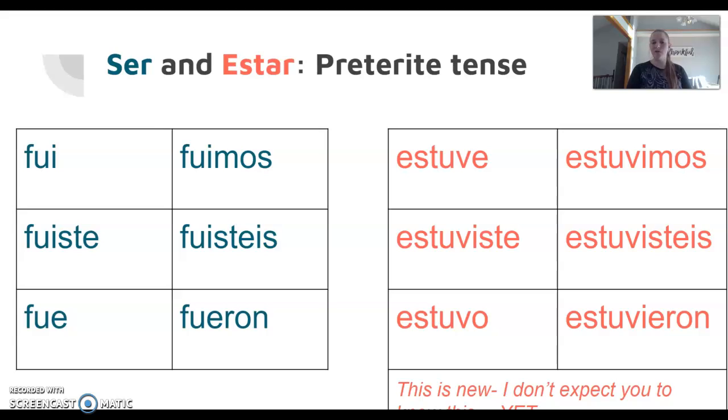It is irregular, and so we change from our stem being est to estuv, and then we have a whole different set of endings. No accents on either of these verbs in the preterite tense. So estar is estuve, estuviste, estuvo, estuvimos, estuvisteis, and estuvieron. To be perfectly honest, you don't use estar very often in the preterite tense. You don't use ser a whole lot in the preterite tense either. You'll use it on occasion, but most commonly, if you're talking about these things in the past, you'll use the imperfect, but we'll get to that.